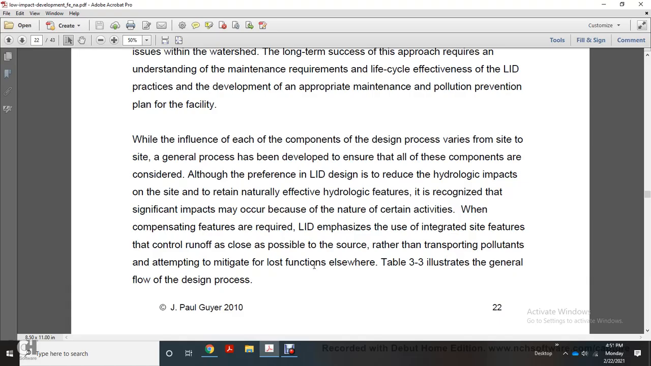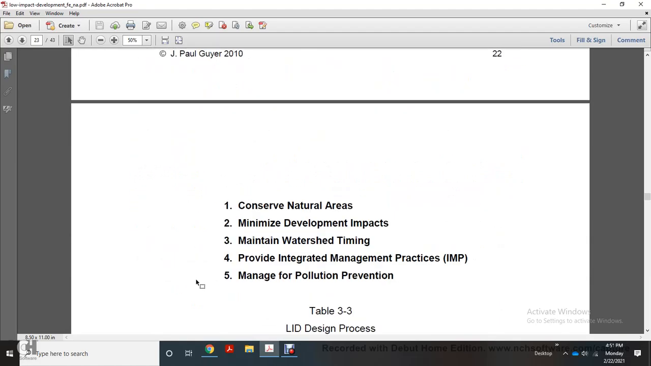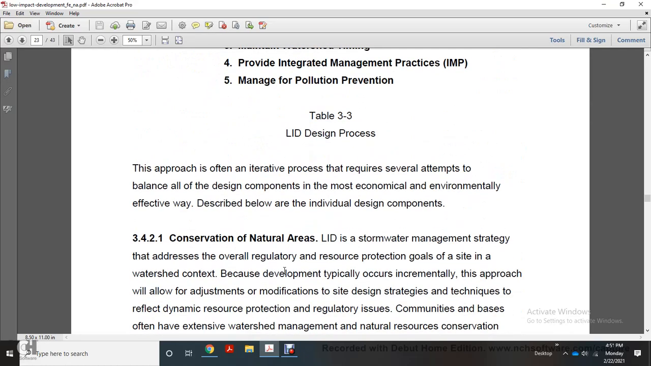Table 3.3 illustrates the general flow of the design process: conserve natural areas, minimize development impacts, maintain watershed timing, provide integrated management practices, and manage pollution prevention. This approach is often an iterative process that requires several attempts to balance all of the design components in the most economical, environmentally effective way. The individual design components are described below.